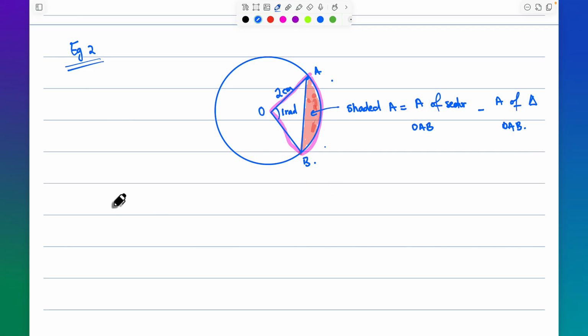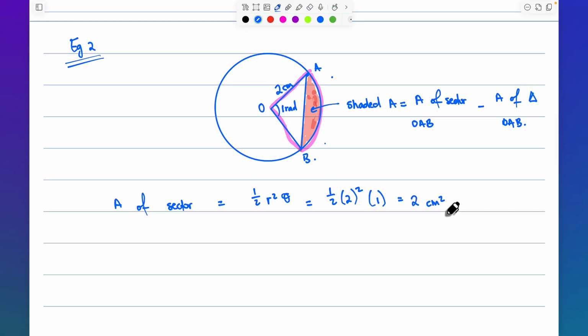Now, how do we calculate the area of the sector? In order for us to calculate the area of the sector, we're going to go half r squared theta, which in this case, fortunately, is very straightforward because we have our r, which is 2 centimeters. We square that. We multiply it by theta, which in this case is going to be 1 radian. So this answer is actually pretty straightforward. 4 over 2 gives us 2 multiplied by 1. That gives us 2 centimeters squared.